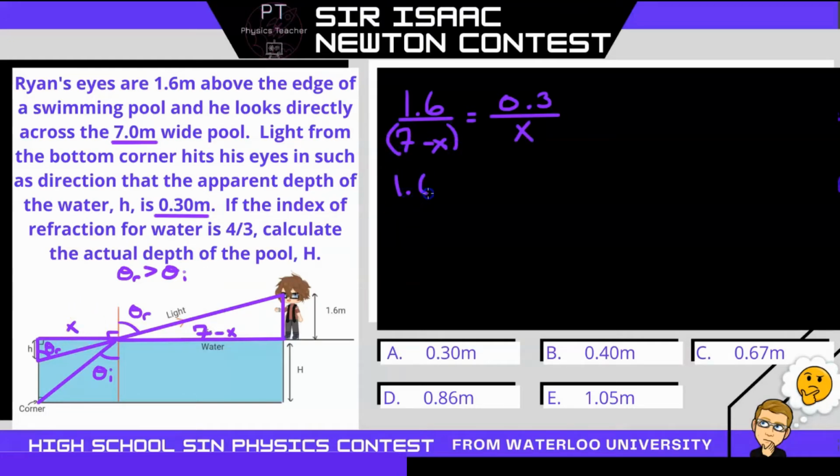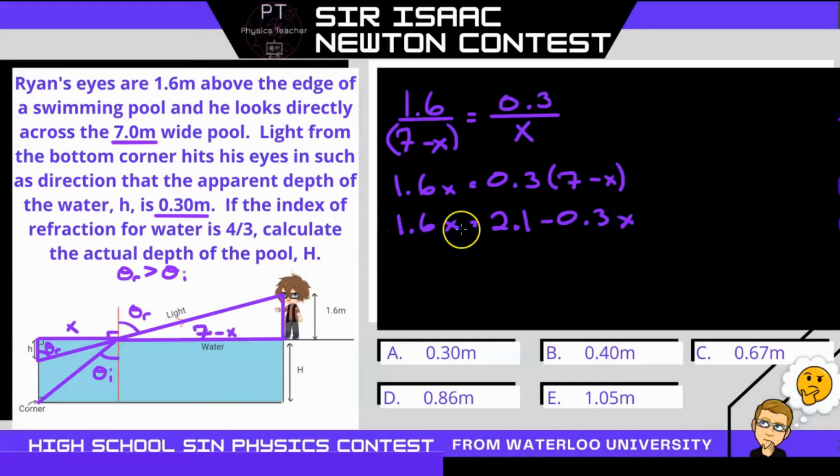Alright, so I can cross multiply these. So I'm going to get 1.6x is equal to 0.3 times 7 minus x. And then I can distribute that 0.3 to give us 2.1 minus 0.3x. I'm going to bring that 0.3x to the other side of the equation, so I collect like terms, and it'll add to give 1.9x equals 2.1, or dividing both sides by 1.9 gives x to be 1.105.